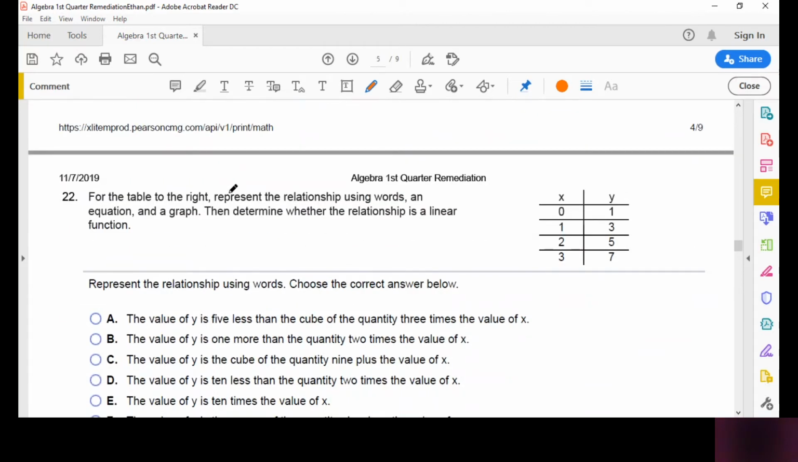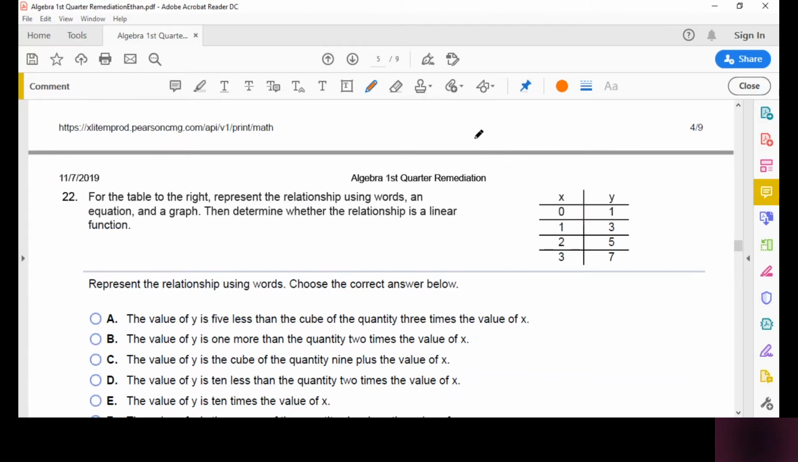Now, here's another one. This is another one that people always have an issue with. Notice there's no graph here for us to look at, but they gave us a table of values. These are our inputs. These are our outputs. From a table of values, you can determine, is this a linear function, quadratic function? What kind of function? Is it even a function? We can also get the equation of the function from this. We can determine what's the slope.